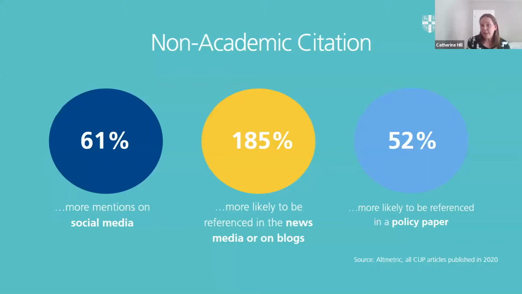And moving on to non-academic citations. Looking at the same 2019 data set, we can see from this slide that we have some evidence from our altmetrics data that open access articles received on average 61% more social media mentions. They were 185% more likely to be referenced in a news article or a media blog, and they were 52% more likely to be mentioned in a policy paper.